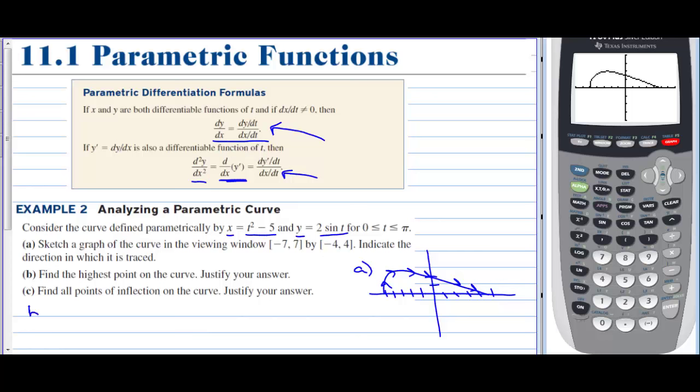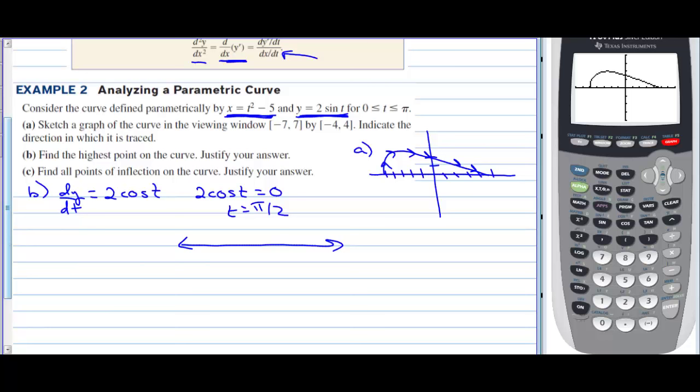Letter B, find the highest point on the curve, justify your answer. Well, x dictates whether we go left or right, and y is the up or down. So we want dy/dt. We want to take the derivative of y, which is 2 cosine of t, and we want to set that equal to 0. Well, cosine is 0 at pi over 2.